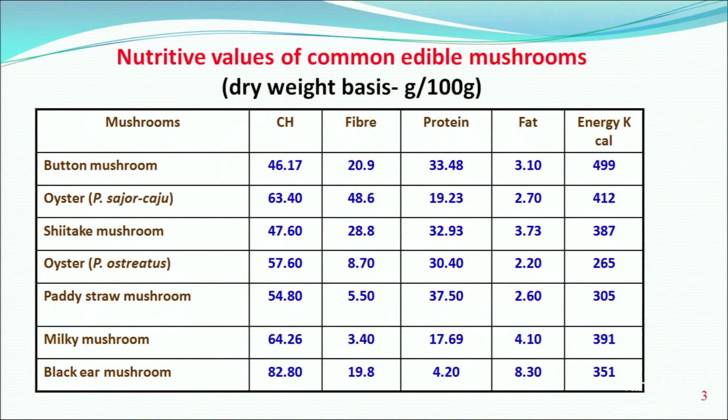If we go for the nutrition value, this mushroom is nowhere less than other mushrooms, because fiber is a very important component of mushrooms and it helps in relieving constipation. Another thing is the content of protein. This mushroom contains on dry weight basis nearly 20 to 30% protein. Fat is at a very low level and it also gives energy at a medium level.